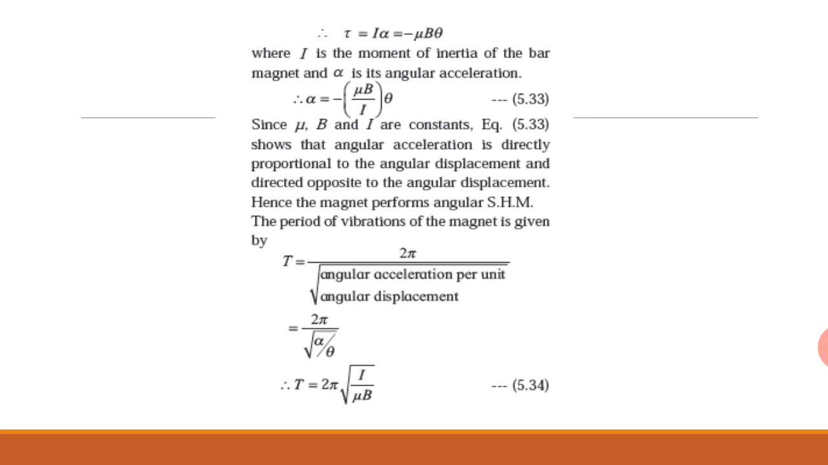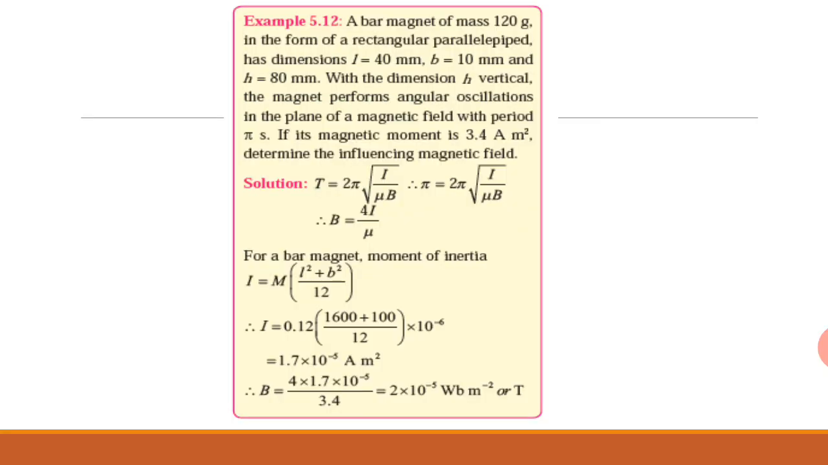The period of the vibrations of the magnet is given by T is equal to 2 pi square root of angular acceleration per unit angular displacement. So, T is equal to 2 pi square root of I upon mu B. So what we have done here is we have just put in the values.